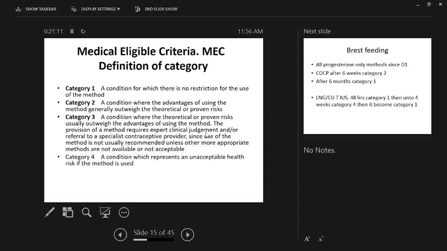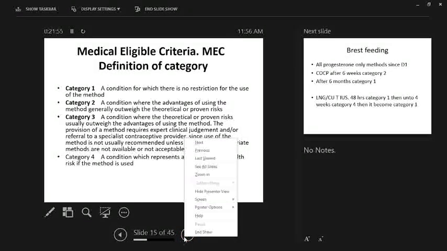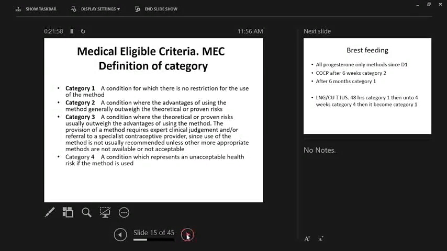And the rest of the presentation, I'll describe it as what we call the medical eligibility criteria. When you talk about medical eligibility criteria, category 1 is no contraindications to prescribing that particular contraception to that particular person. It's always no problem with that. Category 2 represents the advantages outweigh the disadvantages. In category 3, there are some advantages and disadvantages. Some clinician needs to decide whether that particular contraceptive method is suitable for the patient. And category 4 is contraindicated for that particular person.